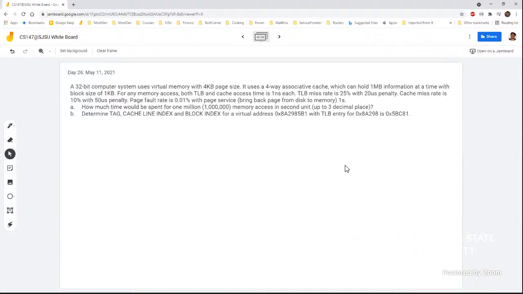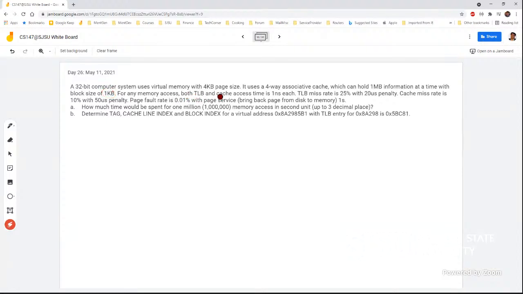Okay, so this is what the problem looks like. There is a 32-bit computing system that uses virtual memory. Your page size is 4 kilobytes, and it uses a 4-way associative cache. That cache can hold 1 megabyte of information at a time with a block size of 1 kilobyte. So we have many different components in this problem: the page size, 4-way associativity, total cache size of 1 megabyte, and block size of 1 kilobyte.